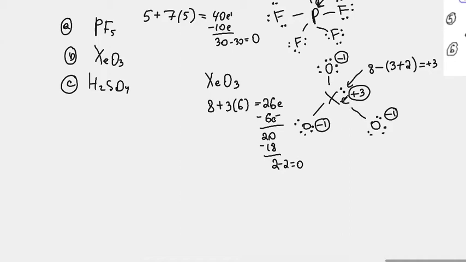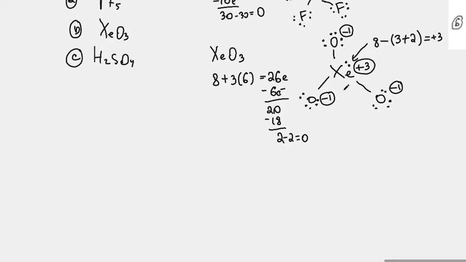Now, how many double bonds will we give xenon? It has plus 3, which means it's lacking electrons, so it will want 3 double bonds. So let's go ahead and use our lone pairs in the oxygen. Each oxygen will donate one of its lone pairs to make itself and xenon happier, and to give a double bond to xenon.